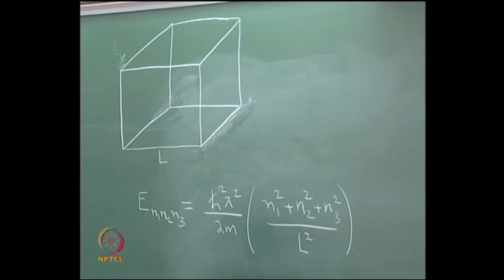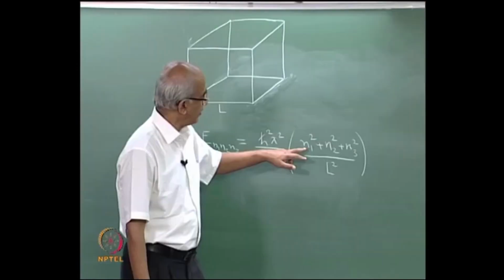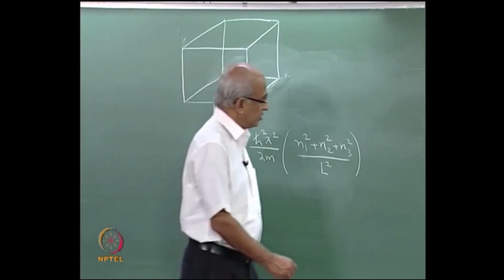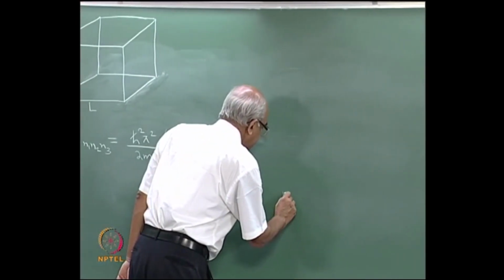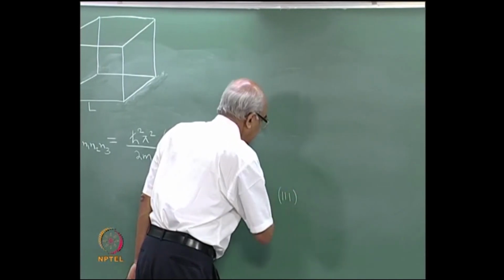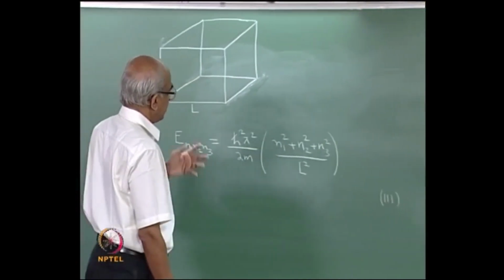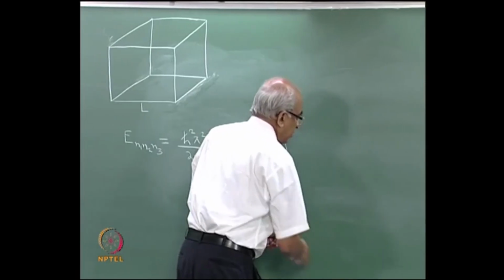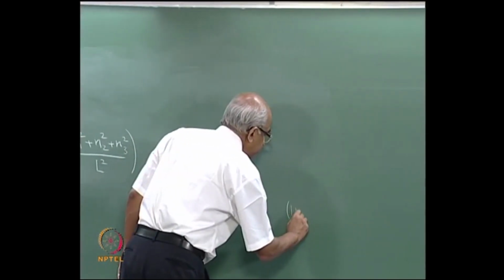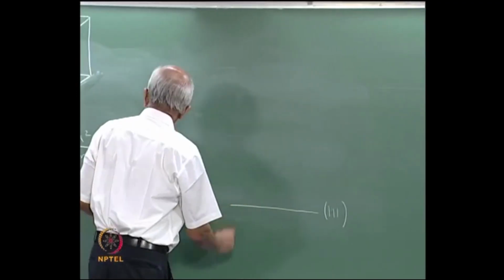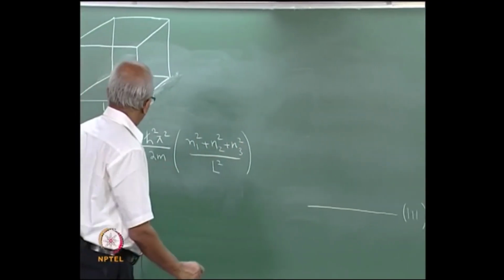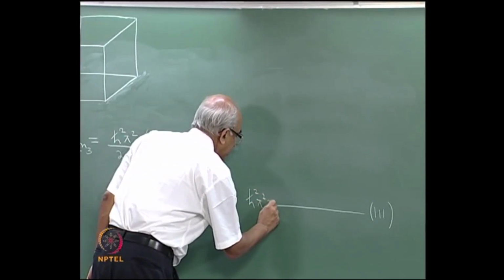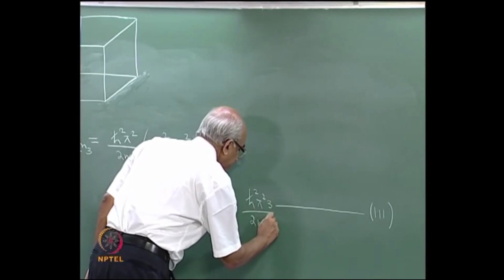And therefore, the lowest possible state of the system would correspond to having N1 equal to 1, N2 equal to 1 and N3 equal to 1. So, we will label the state as 1, 1, 1, and you can actually calculate the energy of this state. You will find that if you put N1 equal to 1, N2 equal to 1, N3 equal to 1, the energy will be given by h cross square pi square into 3 divided by 2 m L square.